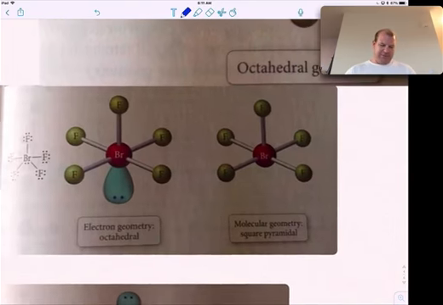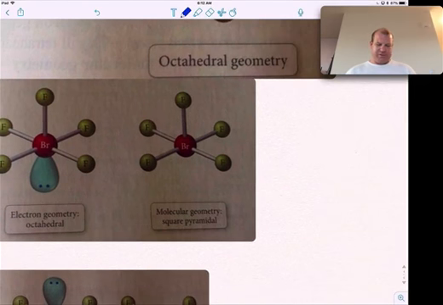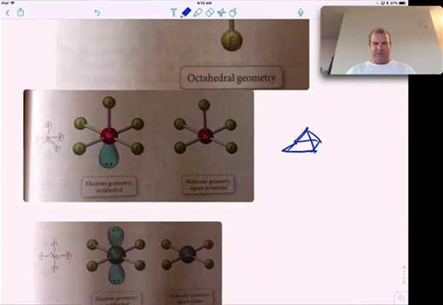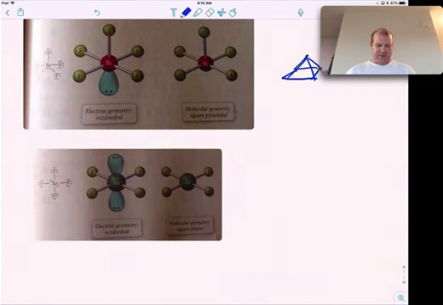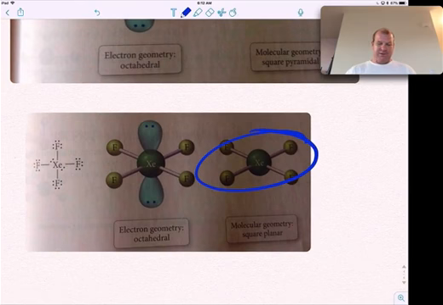And if you have one lone pair, it forms a square pyramid. A square pyramid is like the Egyptian pyramids. You have a square as the base, and then you have an atom on top. That's known as a square pyramid. And if you have two lone pairs, this is known as square planar. So all these atoms are coplanar.